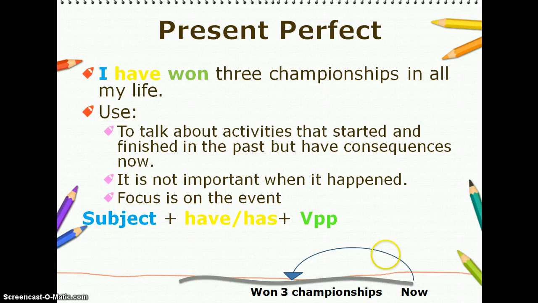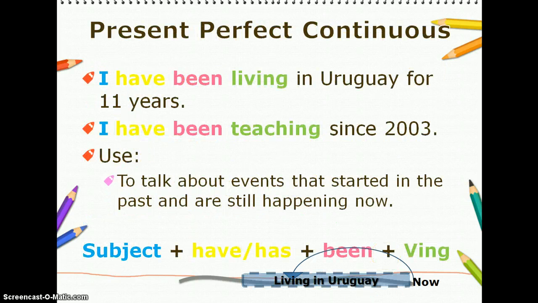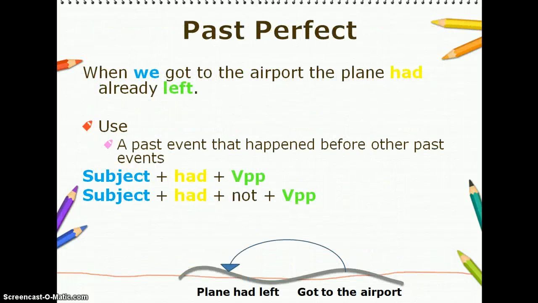So when we're talking about the present perfect continuous, here we combine some of the things that we've seen in the past continuous and the present continuous. So we know that what the continuous adds to the tense is a duration in time. So when we have the present perfect, we know we're talking about a point from now. We're thinking about a point in the past. And because it's continuous, it has a duration. So for example, I have been living in Uruguay for 11 years. I have been teaching since 2003. We're talking about events that started in the past and are still happening now. All right, so that is the present perfect continuous.